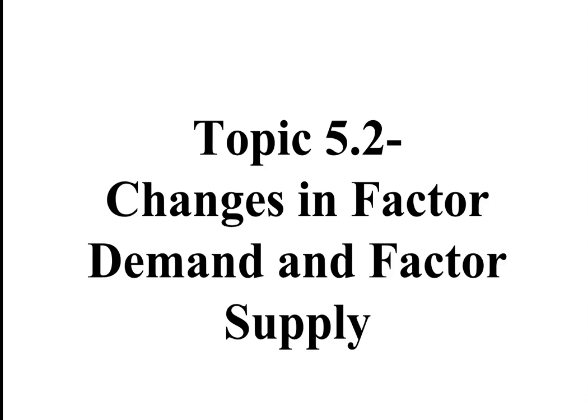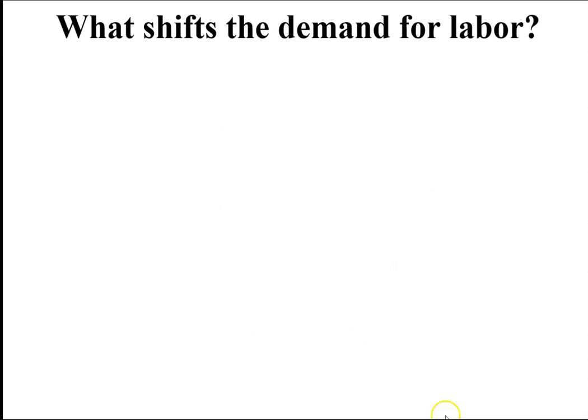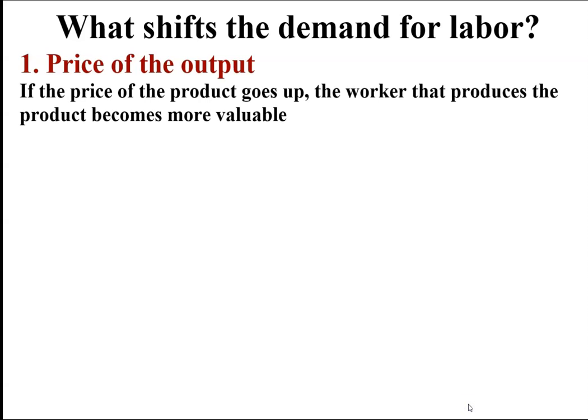In this video, I'm going to cover changes in factor demand and factor supply. What shifts the demand for labor? Number one, the price of the output. If the price of the product goes up, the worker that produces the product becomes more valuable to the company.